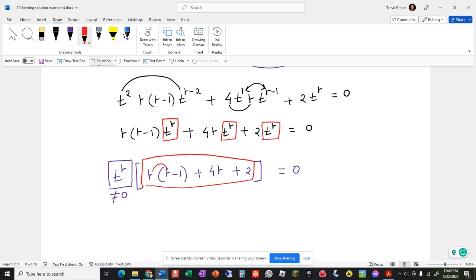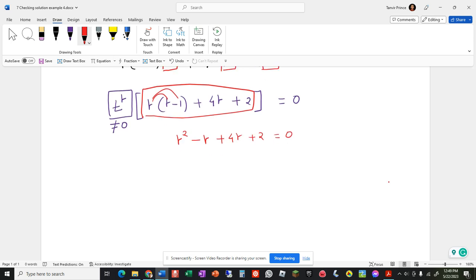So let's multiply out and try to solve for r. When I multiply out, I get r squared minus r plus 4r plus 2. That must be 0. So that's r squared plus 3r plus 2 equal to 0. Combining the like terms here, that's a quadratic equation. You can use the quadratic formula or try to factor. In this case, I can factor, so I get r plus 1 times r plus 2.